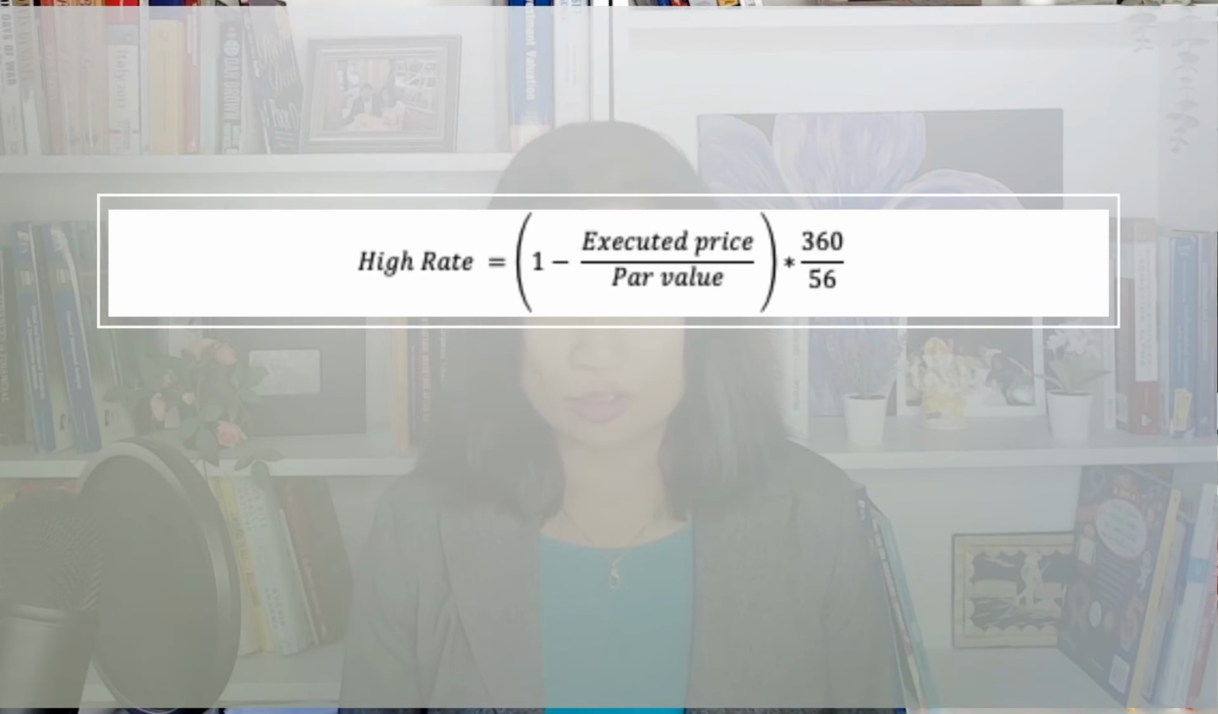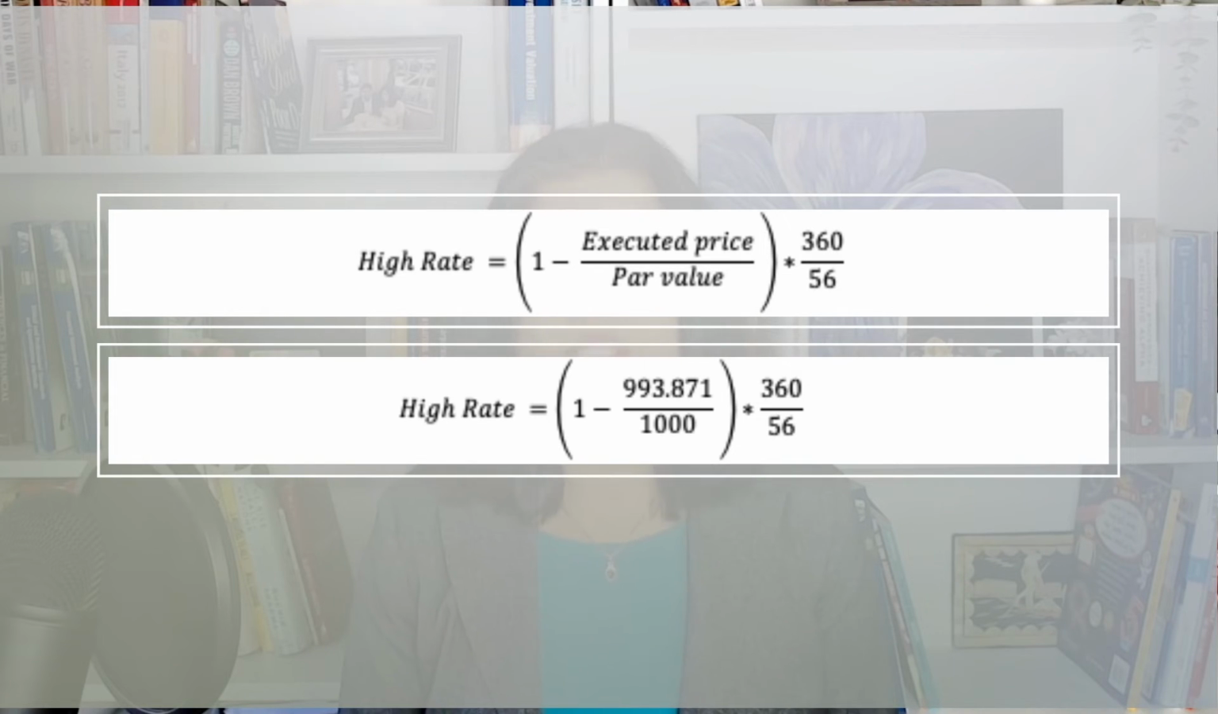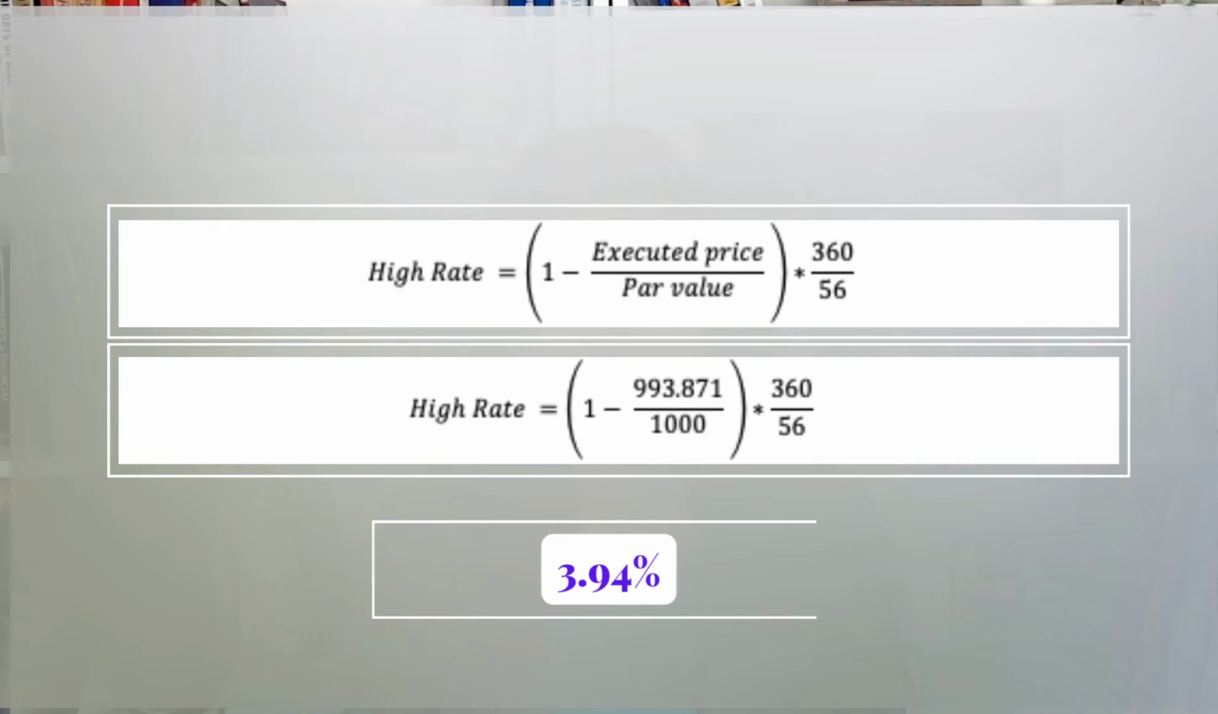You take the executed price, the 993.871, and divide it by the par value of 1000. Then you subtract it from 1. Multiply that by 360 and divide it by the term of the T-bill, which is 8 weeks or 56 days. This will give you a high rate of 3.94%. Vanguard had given me an indicative yield of 3.931%, which is pretty close to this one.